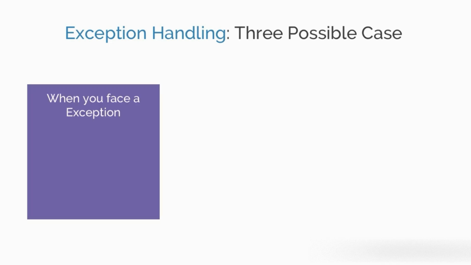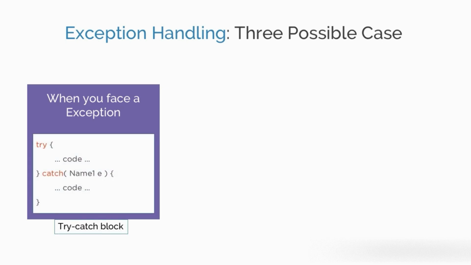Now in case of exception handling, as a beginner, you will find three possible cases. One of the first possible cases we already saw in our previous video, that is, what to do when you face an exception. Whenever you face an exception, you need to use the try catch block. That is, try the code and then catch the exception, right? So let us follow this syntax and let us try to modify our code.